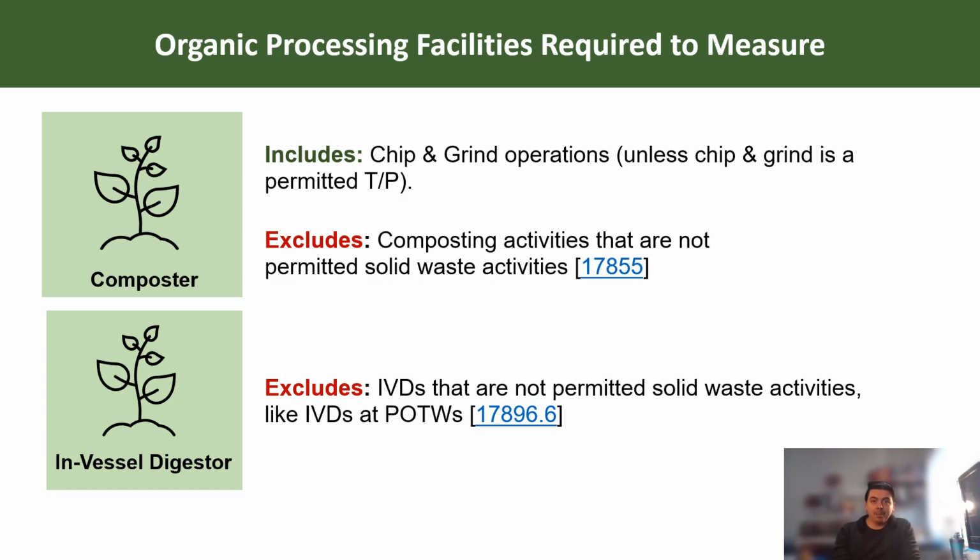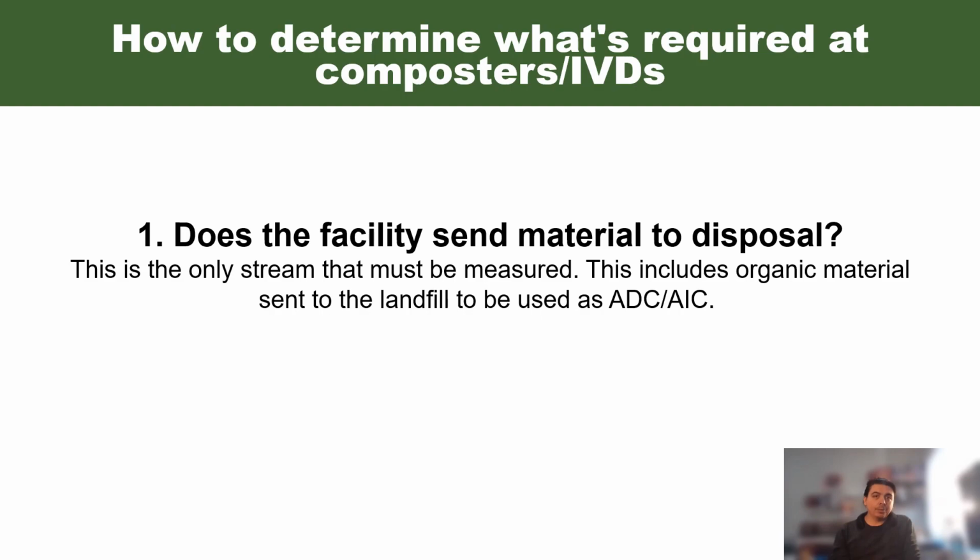This will not include any compost or in-vessel activities that fall under those excluded tiers because they're not subject to these regulations. So to determine whether a composting or in-vessel digestion activity has to conduct measurements, there's only one question you have to ask, and that's if material gets sent for landfill disposal. The reason for this is that these measurement requirements, unlike transfer processors, only focus on what material is sent for landfill disposal. But like transfer processors, that will also include any material that's organic that's sent off-site for any ADC or AIC, since that does count towards disposal per 1383.